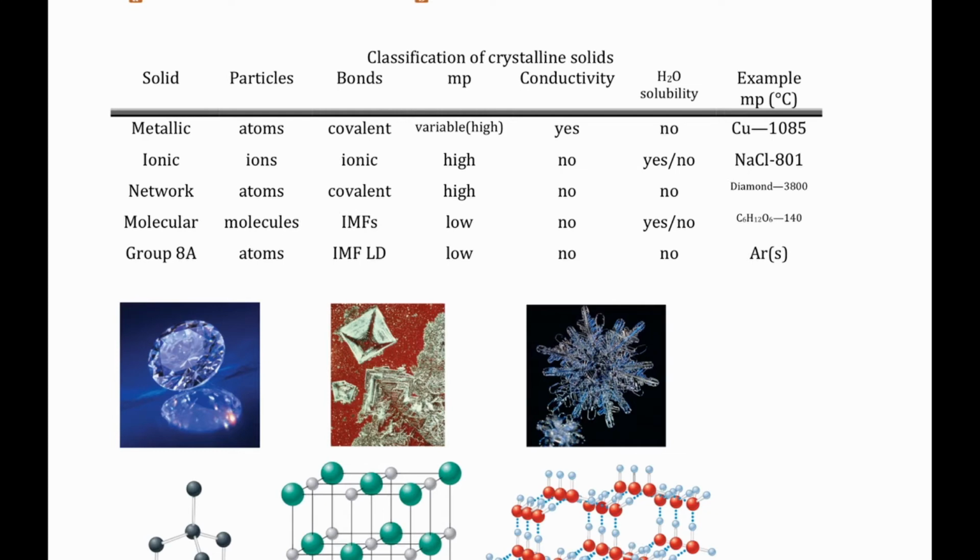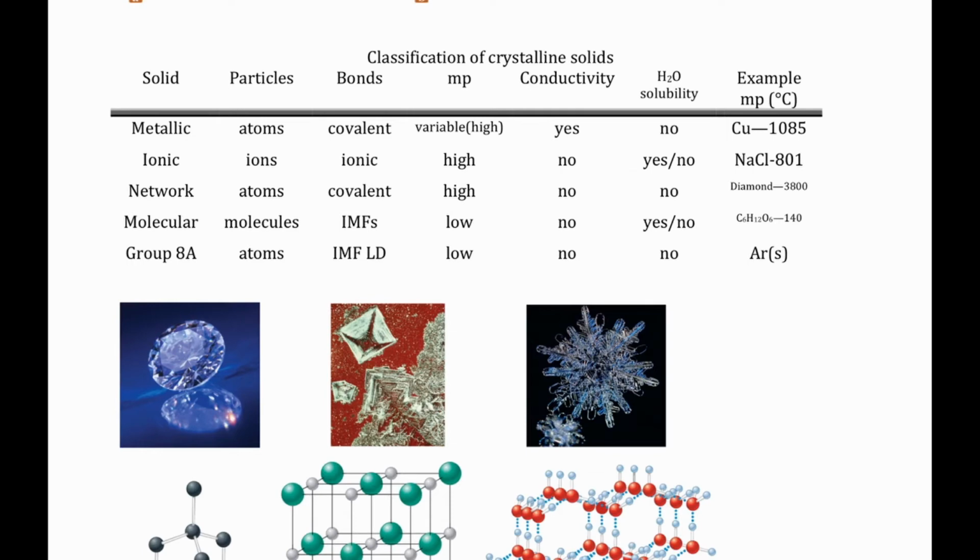But technically, sodium is a metal. It has a pretty low melting point. Gallium, that has a low melting point. Mercury is a liquid at room temperature, so that's why we have variable there, but it's more on the high side for the more common metals. Metals, their conductivity is yes, they conduct. They have mobile charges, they conduct. They're not soluble in water. Okay, there's an example of copper, its melting point given as over 1,000 degrees Celsius.